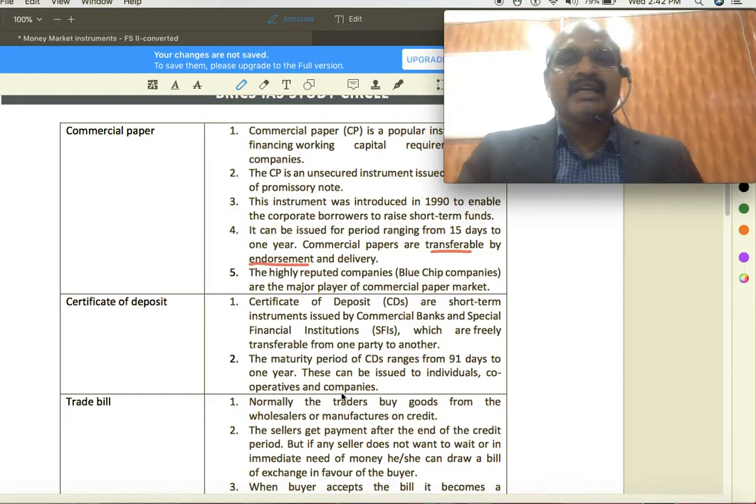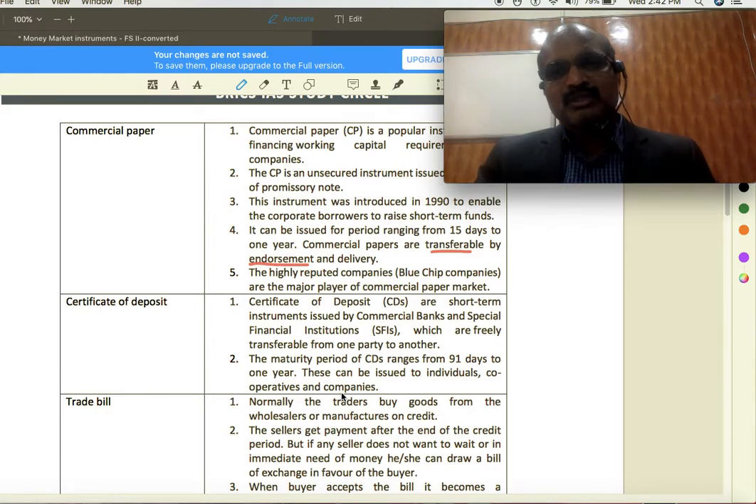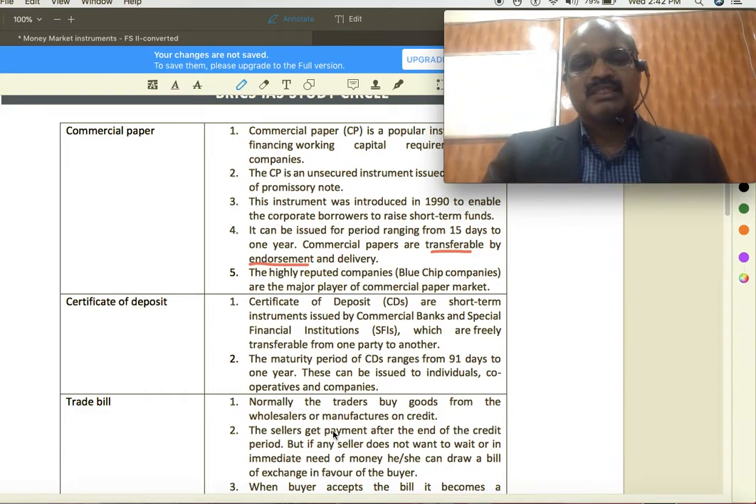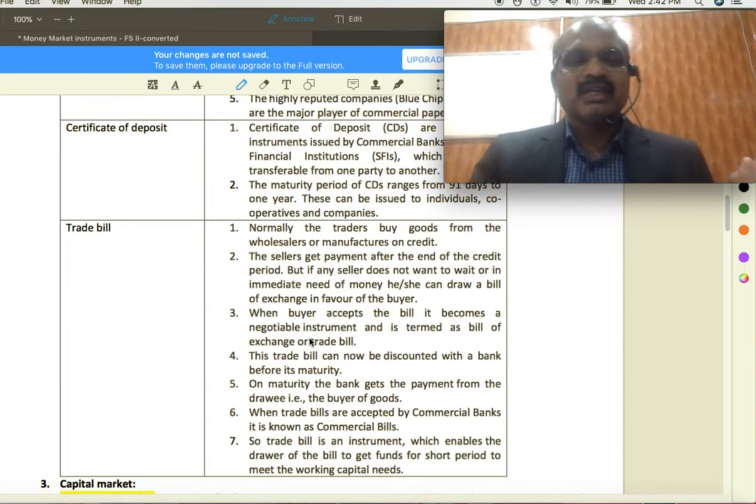So traders normally go for a promissory note. Companies normally go for a promissory note which is called commercial paper, and banks will go for a promissory note which is called certificate of deposits. Everybody clear? Yes. Now when it comes to the last one, that is trade bill.